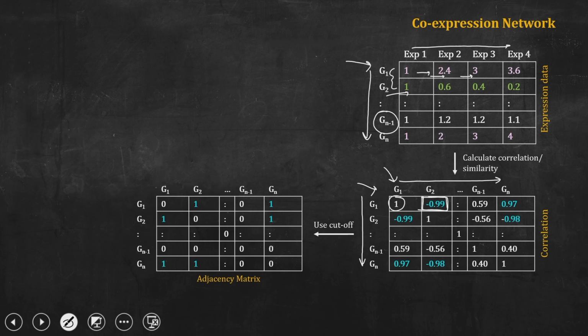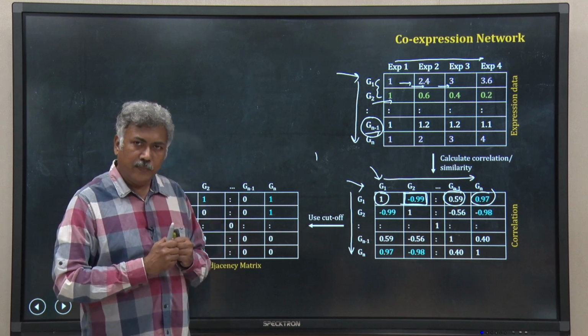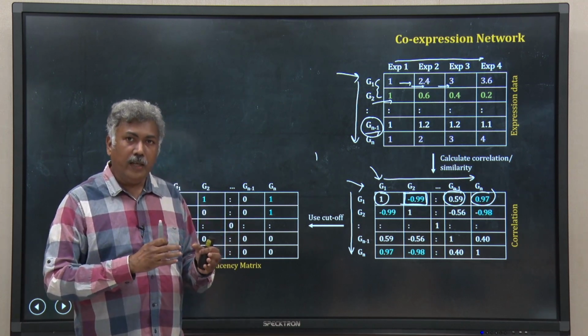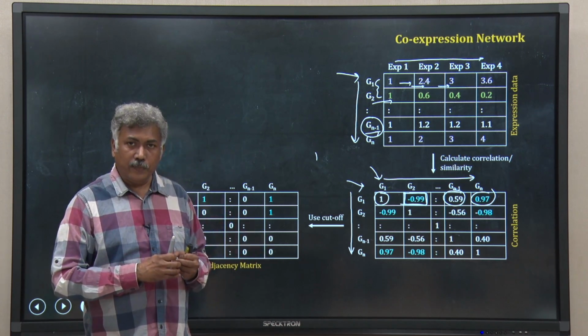Similarly, G1 and Gn, if you see, both of them have actually increased in my experiments. That is why they have a positive and very high correlation of 0.97. Whereas, Gn-1 has remained almost unchanged across the experiments. That is why its correlation with gene 1 is low, 0.59. So, in this way I create a correlation matrix. That correlation matrix in a way is showing me the similarity in expression of different genes.